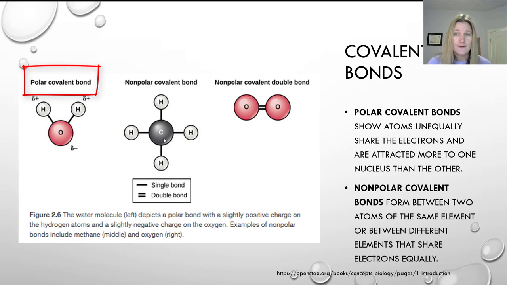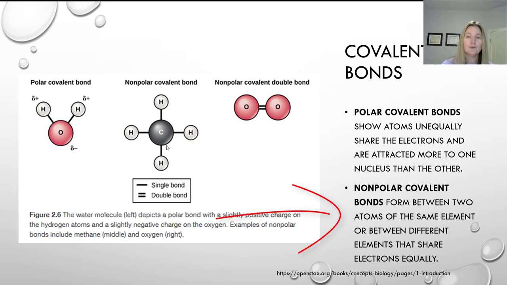Now a non-polar covalent bond means that they are equally sharing. So carbon has 6 protons, so if it's neutral it has 6 electrons. 2 will fill the first shell, and then it has 4 in its outermost shell. Because it has 4, it wants 4 more to fill its outermost shell. So it's going to form these nonpolar covalent bonds. So here you can see a nonpolar covalent bond with 4 hydrogens.